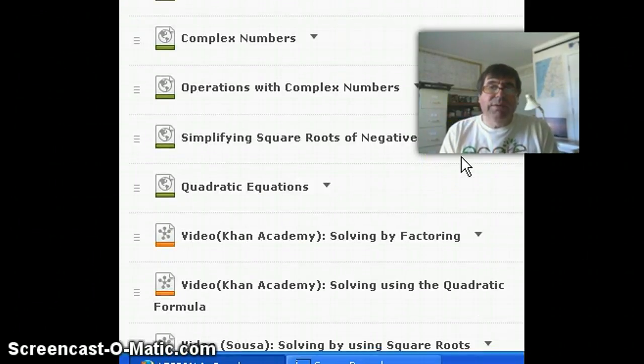Square roots of negative numbers. For example, the square root of negative 16. Well, you've got that negative inside the radical sign, so use the product rule and pull that out. That's just an i. So it's the square root of negative 1 times the square root of 16, or i times the square root of 16, or 4 times i.